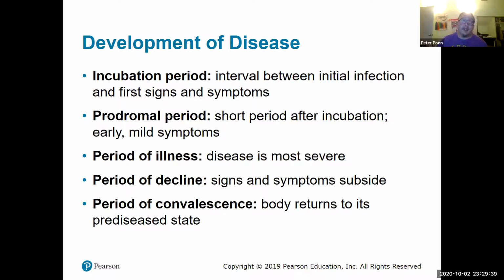The development of disease. So the incubation period is the interval between initial infection and first signs and symptoms. They tell you the incubation period for COVID-19 is 2 to 14 days. Right. The prodromal period is a short time after incubation where you get mild symptoms. Okay. The period of illness is where the illness is most severe, and then decline, and then convalescence.